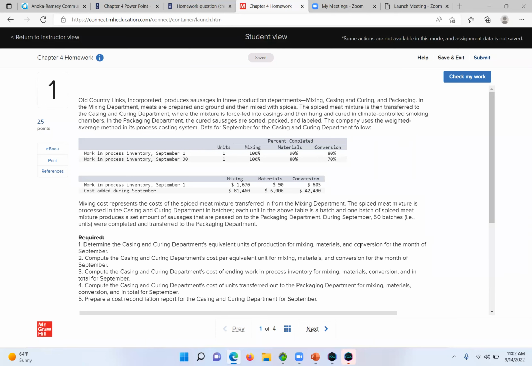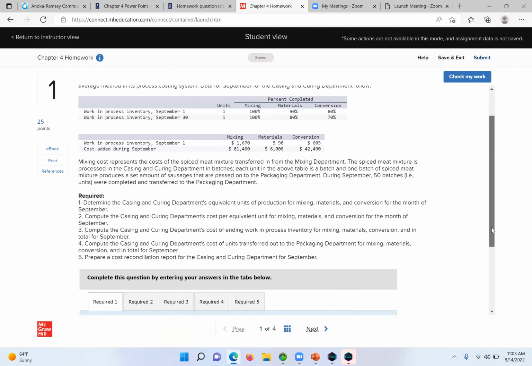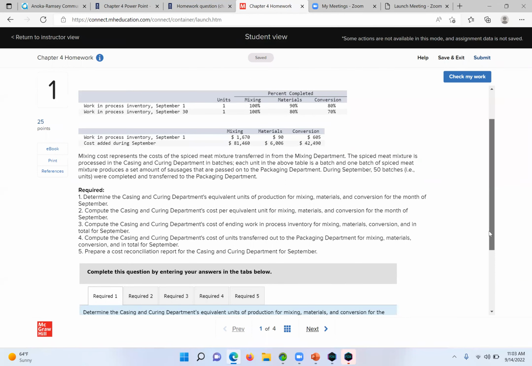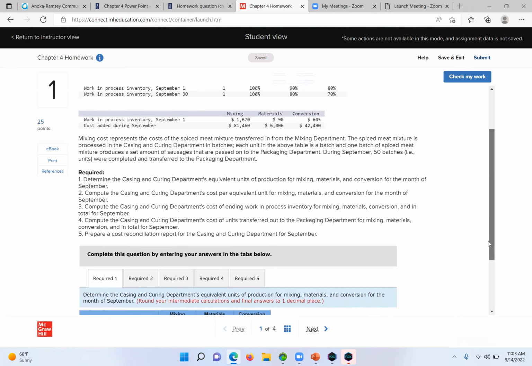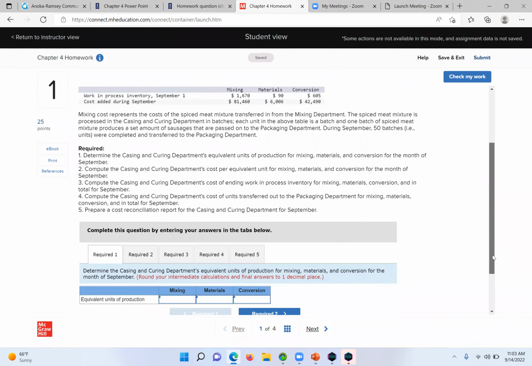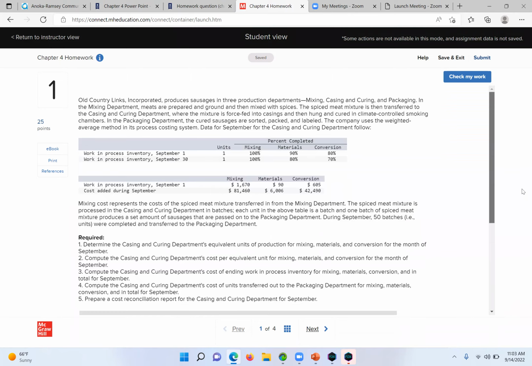Okay, so basically, you're going to do the exact same thing we just did in one of our problems. Determine the casing and curing department's equivalent units of production. Compute the cost per equivalent units. Compute the cost of ending work in process. Compute what was transferred out and prepare a cost reconciliation. Identical, guys, to what we just did. Okay.